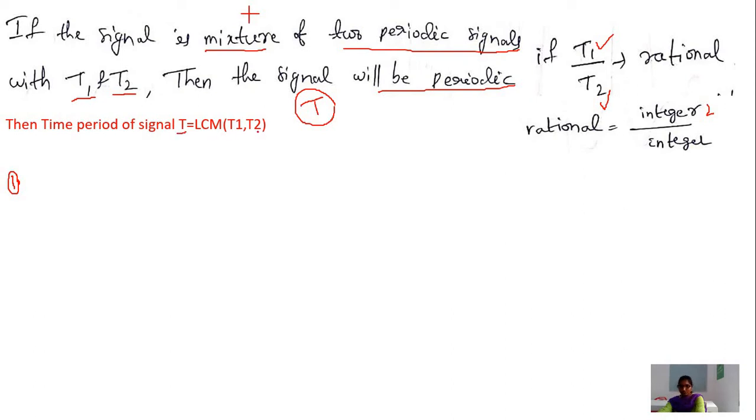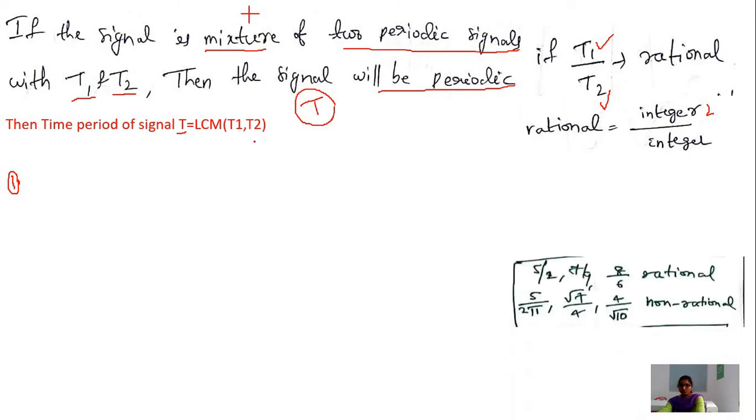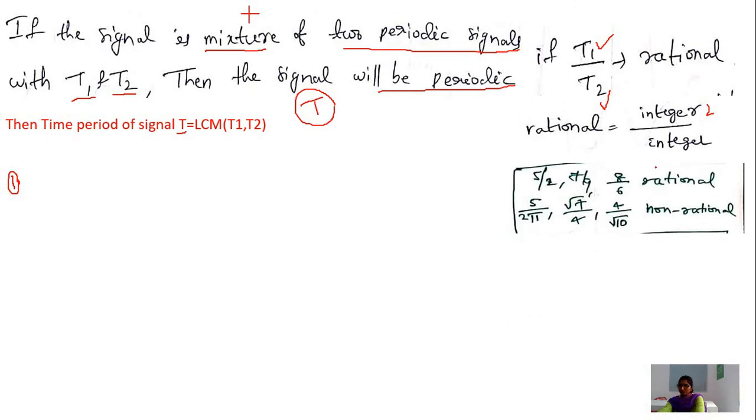Then the overall time period T of the original signal will be the LCM of T1 and T2. Find out the LCM. You already know from your earlier classes how to find LCM. The same thing: LCM of T1, T2. Here I am giving you examples. 5 by 2 is a rational number.